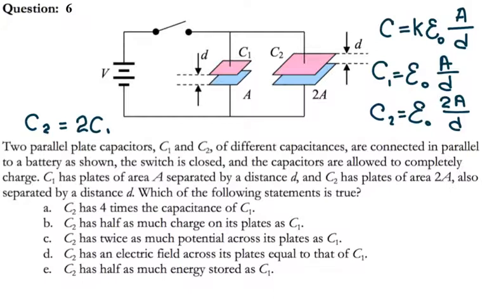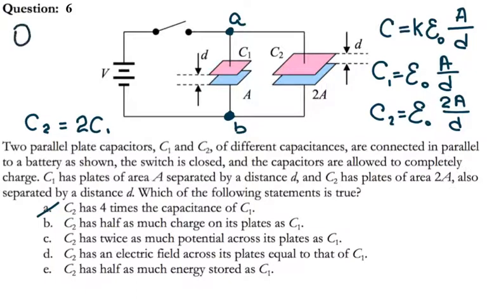but the voltage that they have is the same because they're connected to the same battery. So the voltage between point A and B is the same for both of them. And now let's look at the answers that they give us and analyze them. For A, they say the capacitance of C2 is 4 times the capacitance of C1. That's not true.